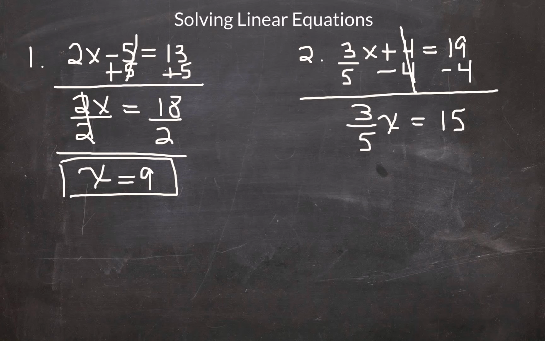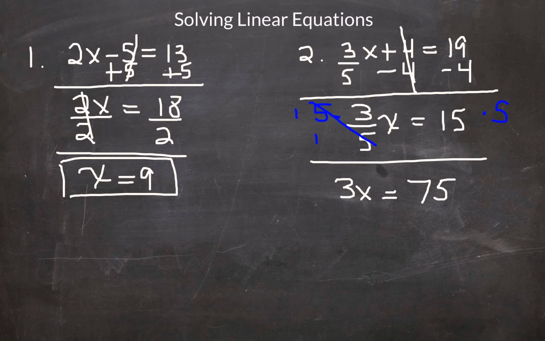There are several ways we can do this. One way is to cancel the 5 by multiplying both sides by 5. That cancels the 5 on the left, leaving us with 3x on the left and 15 times 5 being 75 on the right. That's one option.